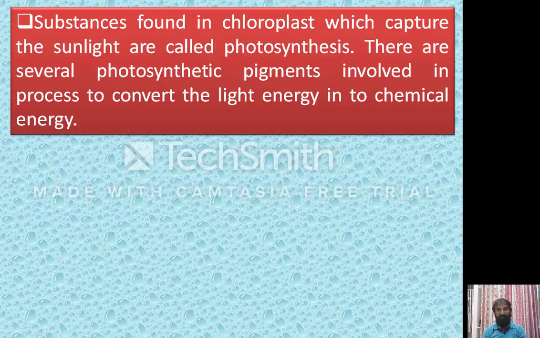This is also called assimilatory power. There are several photosynthetic pigments involved in the process to convert the light energy into chemical energy. I already told you the photosynthetic pigments are not only green, they are also red, blue, and yellow, and so on. All these photosynthetic pigments capture the sunlight, and that light energy is converted into chemical energy in the form of ATP and NADPH plus.